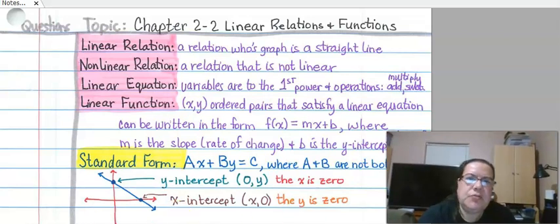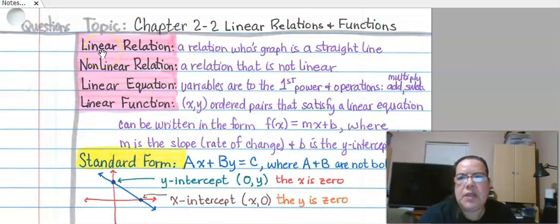In chapter 2.2, we'll see information about linear relations and functions. And so here are some of the definitions that you're going to be using. So what is a linear relation? Well, look at this here. It says linear, linea, so line. So a relation whose graph is going to be a straight line.